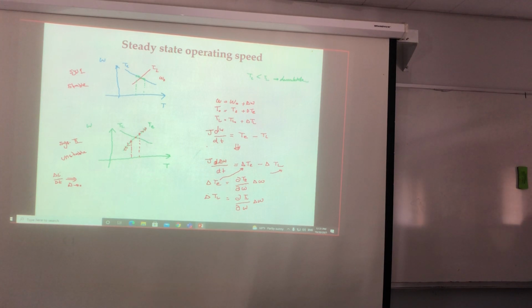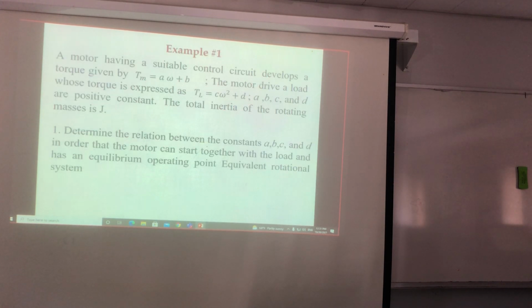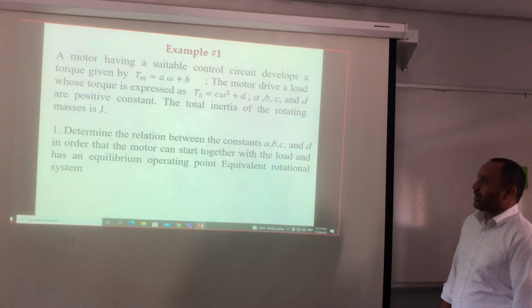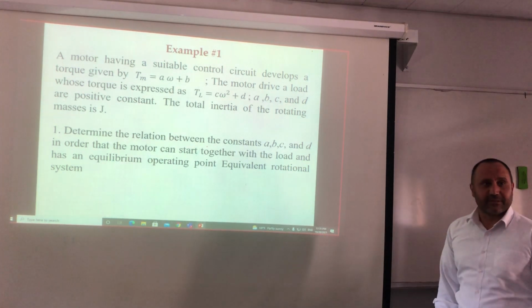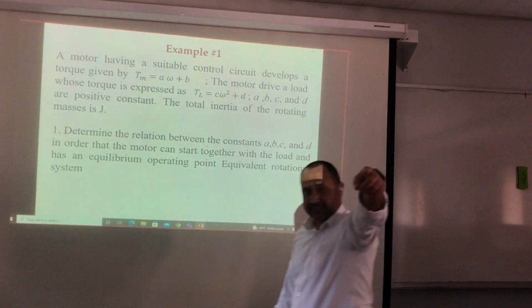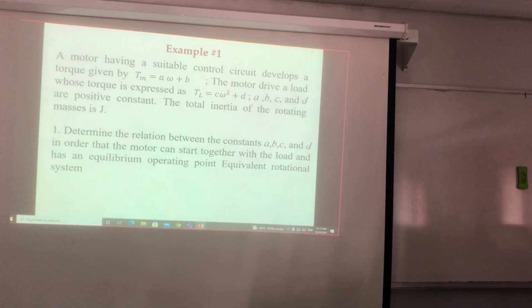Okay, what else? Example. I'm having an example. Okay. Who can read the example? What's your name? Help me a bit. Go ahead. A motor having a suitable control circuit develops a torque given by Tm equal A omega plus B. The motor drives a load whose torque is expressed as TL equal C omega squared plus D. A, B, C, and D are positive constants.